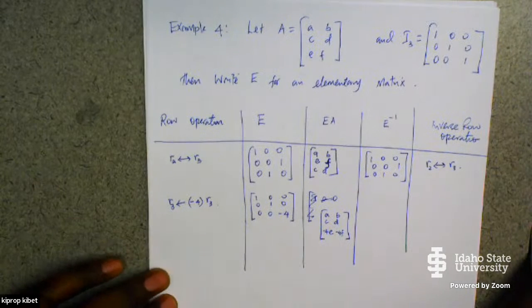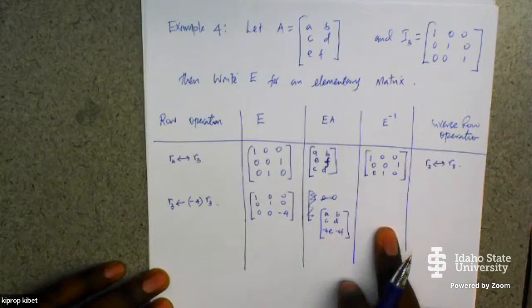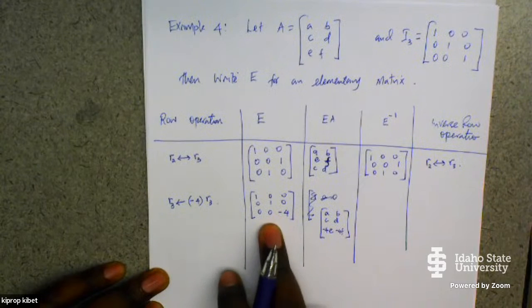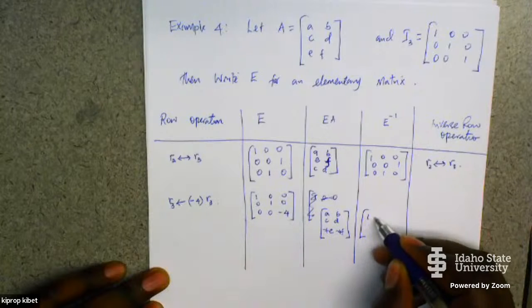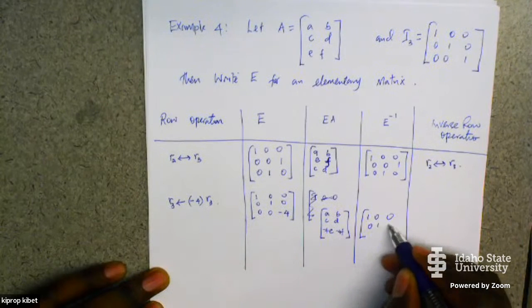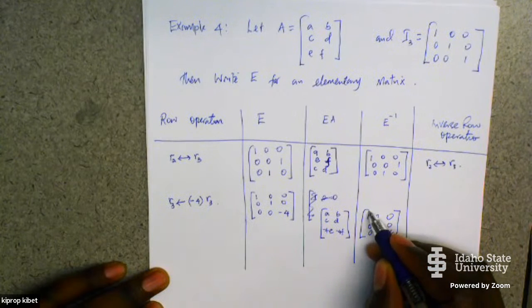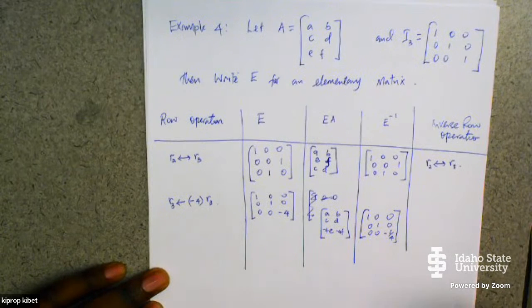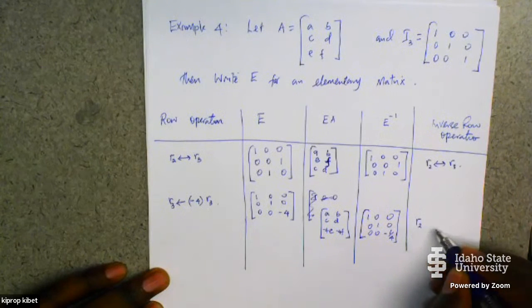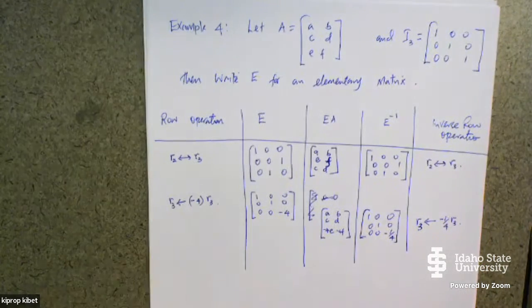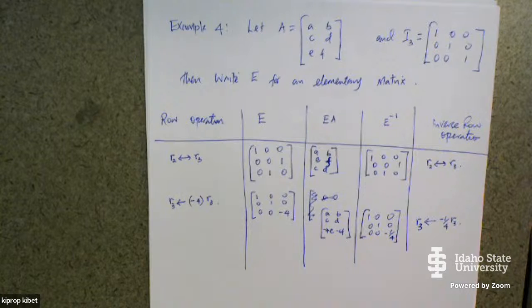Now, the inverse of this elementary matrix will just be 1, 0, 0, 0, 1, 0, 0, 0, -1/4. That will be the inverse. And if you remember, if it is -4 R3, the inverse is -1/4 R3. That is our inverse operation.